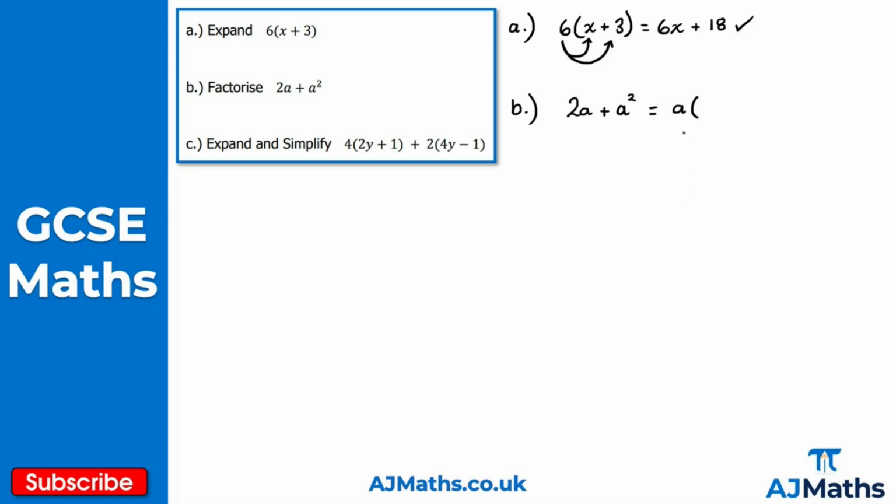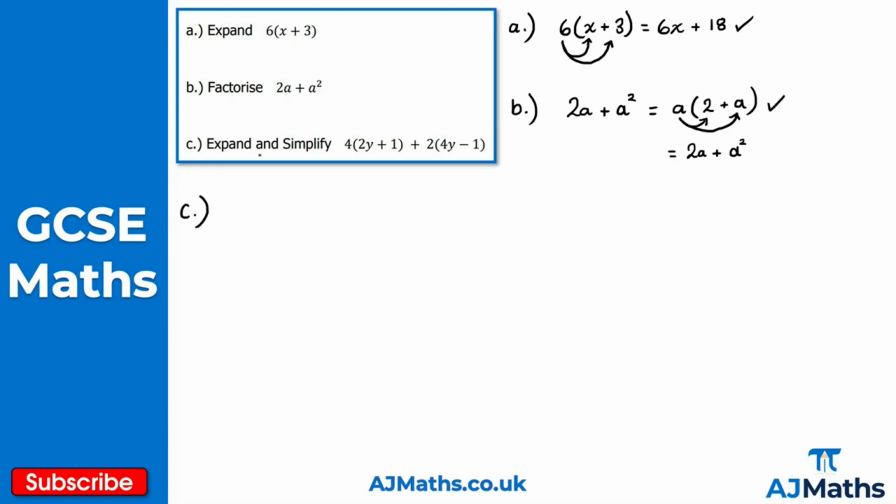So now I've got to think about, what do I times a by here? So what do I times a by to get 2a? Well, that must simply be 2. So a times 2 would give me 2a. Put a 2 there at the front of the bracket. Now again, we just repeat this here. What do I times a by to get positive a squared here? So in this case then, that must simply be a, because a times a would give me a squared there. Okay. When we factorise 2a plus a squared, we get a lots of 2 plus a there. Okay. So that's the solution to B.